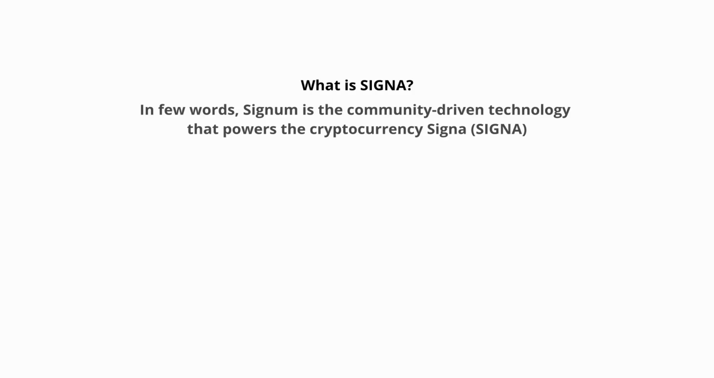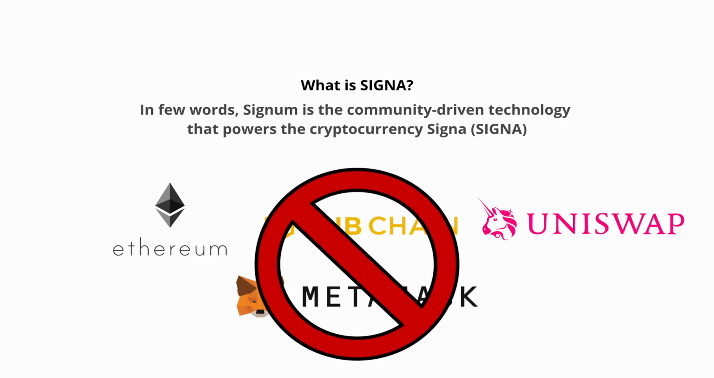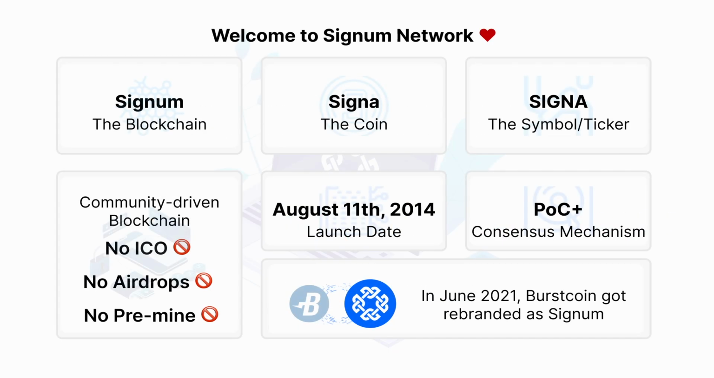So let's begin, what is Signa? Signa is the coin from the Signum blockchain, yes it is that simple. It is not a coin from Ethereum. It is not a coin from Binance Smart Chain. It is not a coin or sort of token from Uniswap, MetaMask or PancakeSwap, none of that stuff. It's just a coin with its own blockchain on a unique algorithm.